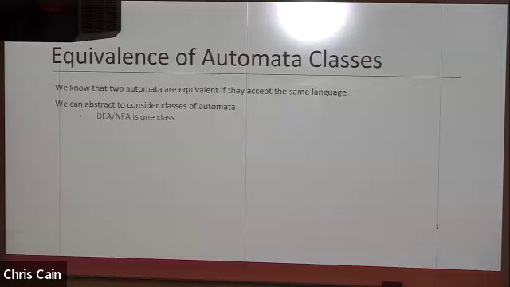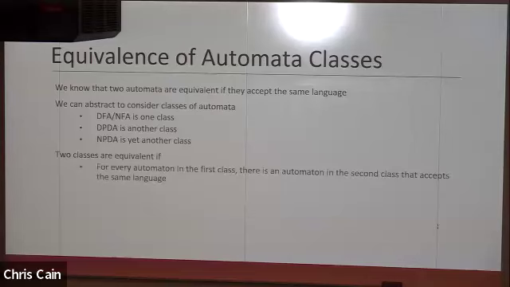So the DFA and NFA was one class. The deterministic pushdown automata was another class. The non-deterministic pushdown automata was another class. And we found that 2 of these classes were equivalent if, given that we could make an automaton in the first class, we could make an automaton in the second class that could accept the same language for every language in that class.